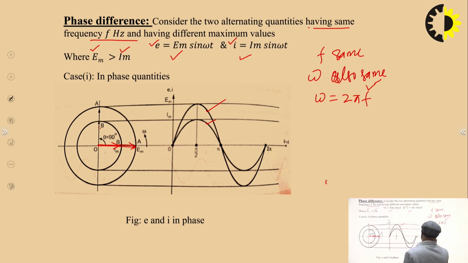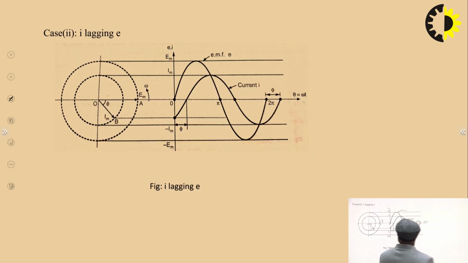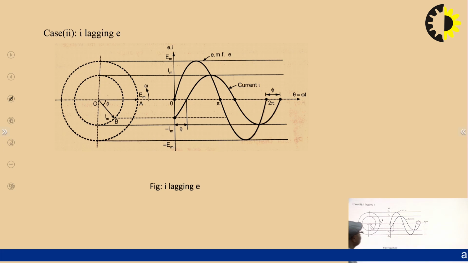In other words, there is no phase difference between E and I. In these two AC quantities, there is no phase difference. They are in the same phase, right? Now consider the case I is lagging E, or in other words, they are not in phase, right?